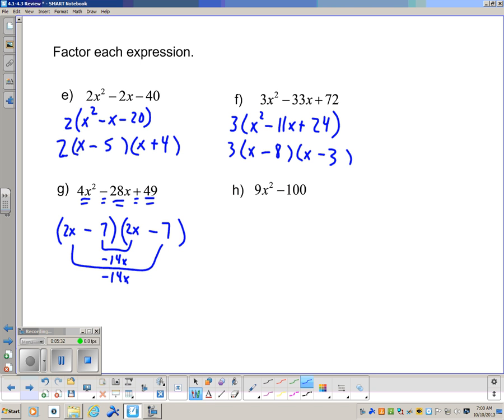Letter H there, we've got 9x squared minus 100. So I only have two terms here. And so right away I'm thinking, can I go ahead and do this? Because I bet you it's the difference of squares. So square root of 9x squared is 3x. Square root of 100 there is 10. And then one's a plus and one's a minus. So there it is with the difference of squares and then the perfect squares.